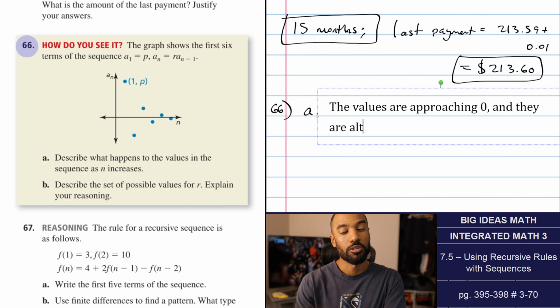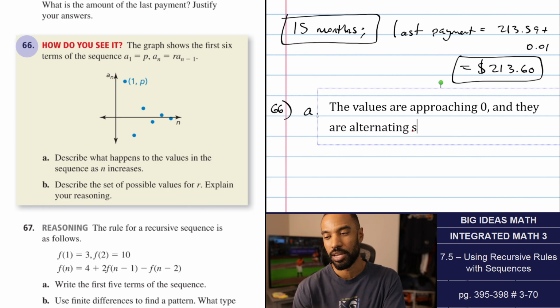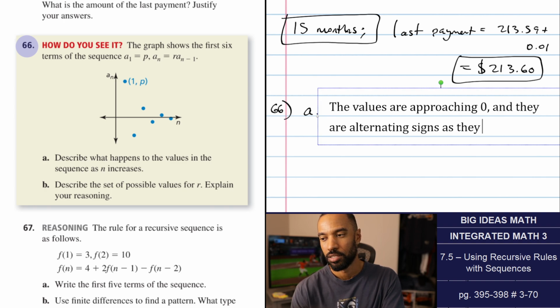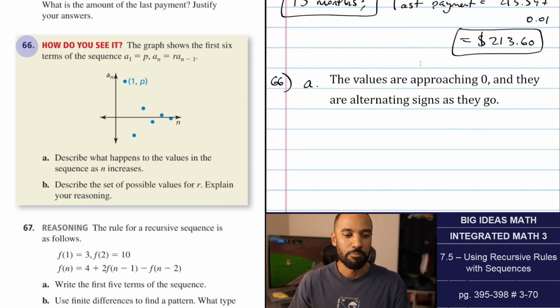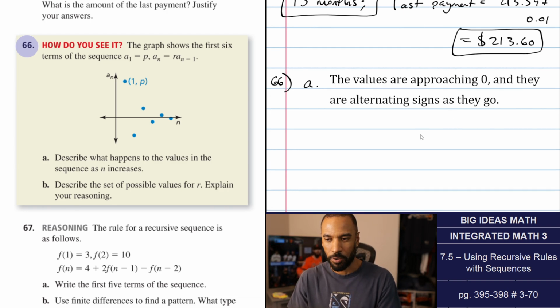And they are alternating signs. I tend to say the word oscillating. They're alternating signs as they go. Part B, describe the set of possible values for R. Explain your reasoning. This is what I want to talk about.